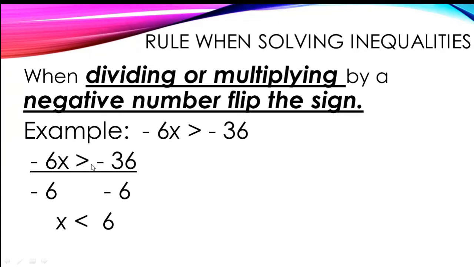Before, x is greater than 36. Now when we cancel 6 and 36, you get 6. But we have to flip the sign here. Why do we have to flip? Because you are sending minus 6 to the other side.